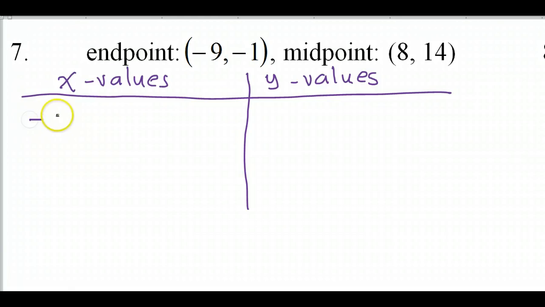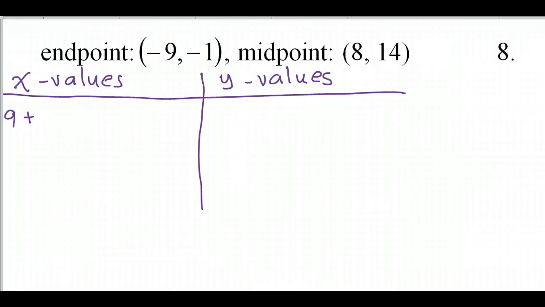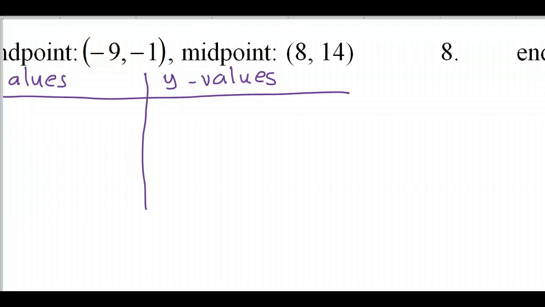If I have the average of my x values, so that would be -9 plus, and I'm going to use E and F for my endpoint. Okay, so it's sort of like this. I'm imagining that I've got one endpoint, and here's the midpoint, and I've got this other endpoint that I'm going to call E, F. So I'm going to try to find E and F. But the average of -9 and E should give me 8.